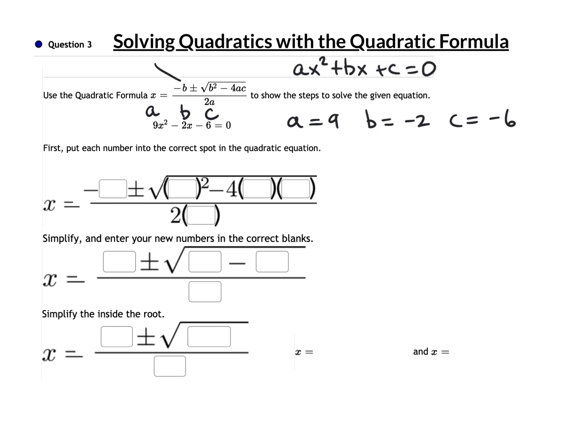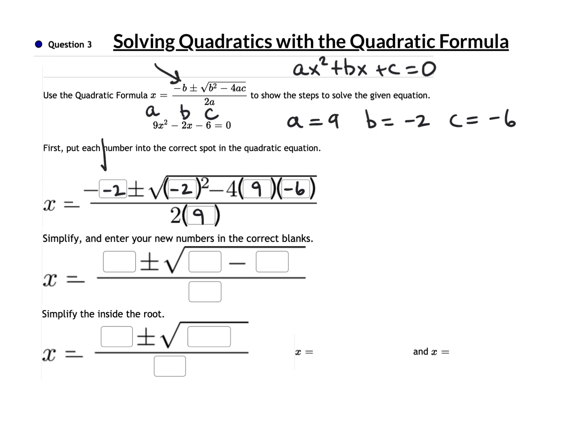First we have the opposite of b, the opposite of negative 2, plus or minus the square root of b squared. We have another negative 2 here, that's negative 2 squared, minus 4 times a, 9, times c, negative 6, all over 2 times a, that's 2 times 9.